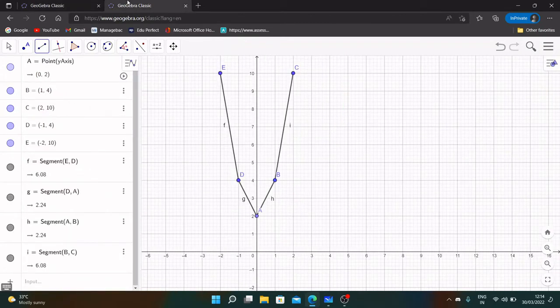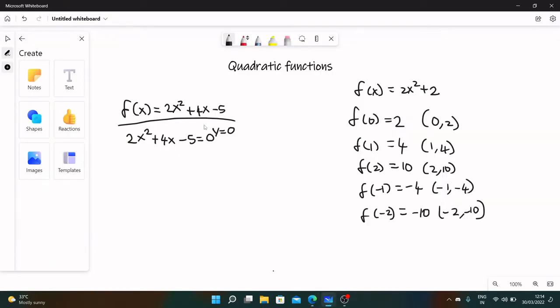Let us test this out. Let's take f of 0.5 and f of minus 0.5. F of 0.5 gives us 2.5 and f of minus 0.5 gives us minus 2.5.